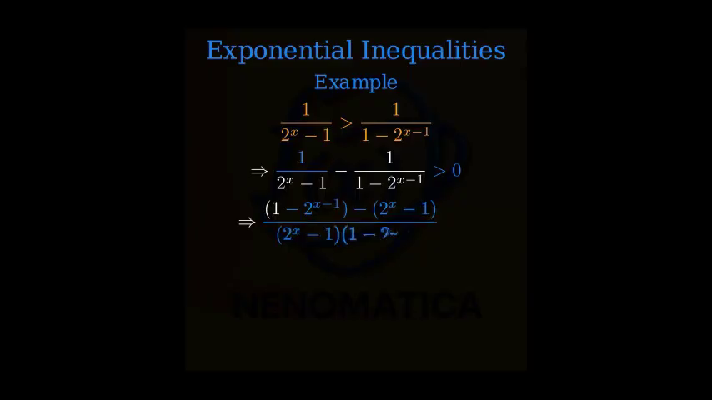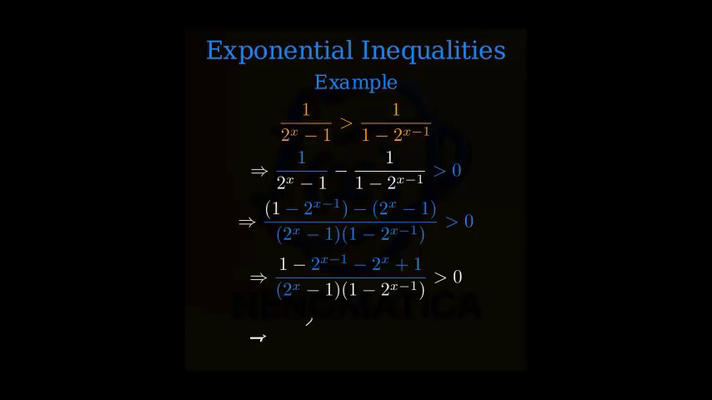Next, we need to find a common denominator to combine these fractions. To do this, we'll need to multiply both the numerator and denominator of each fraction appropriately. Now, let's expand the numerator. We have 1 minus 2 to the power of x minus 1 minus the quantity 2 to the x minus 1. Let's simplify the numerator by combining like terms. 1 plus 1 equals 2, and we have minus 2 to the power of x minus 1 and minus 2 to the power of x.